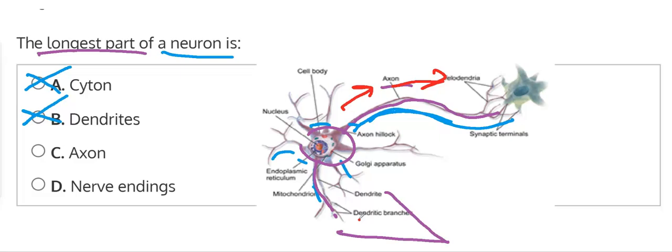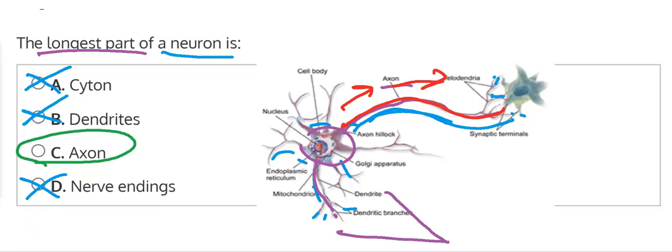So far it's looking like the axon is our longest structure compared to the other structures of the neuron, and we will likely go with axon as the choice, but let's just review option D, the nerve endings. The nerve endings would be smaller structures that branch off here, these tiny structures, so definitely shorter than the axon, so we can eliminate it. What these nerve endings do is detect stimulation, and they're just the smaller projections off of these dendritic structures. So they're shorter, they're not considered the longest part of the neuron.